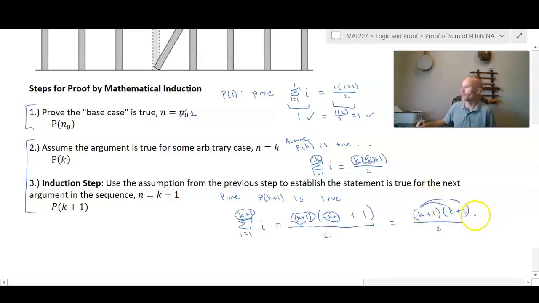Let's FOIL this out and see what we get. If we FOILed this all out, we'd get k squared plus 2k plus 1k, which gives us plus 3k, and then plus 2 over 2. It might be easier to show that summing the first k plus 1 integers is equal to k squared plus 3k plus 2 over 2, because otherwise we might end up with something that we have to factor, and it's easier to sometimes expand things than it is to factor. But both ways will work.